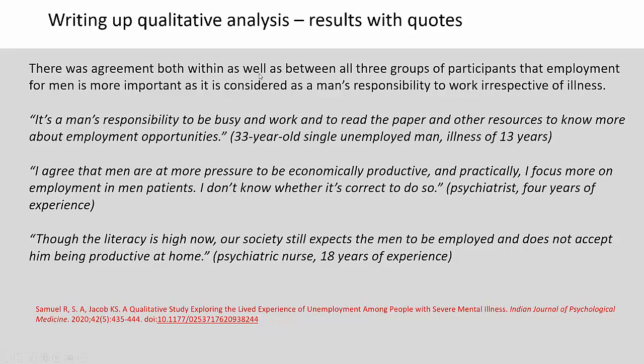And normally when you're writing up qualitative research, you mention what you found and then use some illustrative quotes for that. So in this example, I've used Reema's example. She's talking about this agreement both within as well as between all 3 groups of participants that employment for men is more important as it is considered a man's responsibility to work irrespective of illness. This is in an Indian context, so you have to remember that. And then she's using some examples to say why she made that statement as a finding from her research.